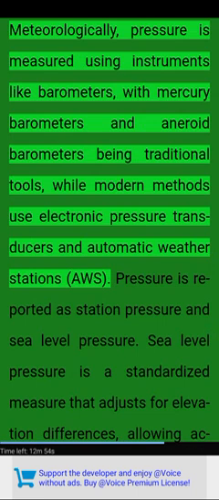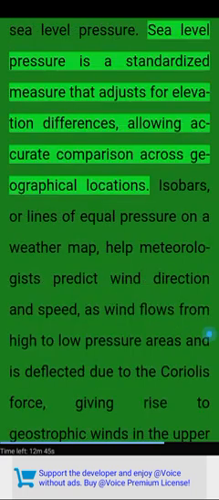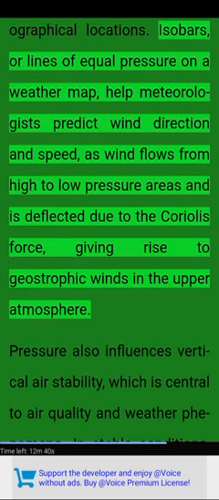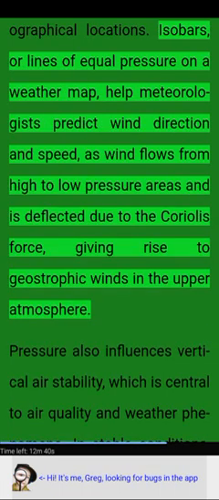Meteorologically, pressure is measured using instruments like barometers, with mercury barometers and aneroid barometers being traditional tools, while modern methods use electronic pressure transducers and automatic weather stations (AWS). Pressure is reported as station pressure and sea level pressure. Sea level pressure is a standardized measure that adjusts for elevation differences, allowing accurate comparison across geographical locations. Isobars, or lines of equal pressure on a weather map, help meteorologists predict wind direction and speed, as wind flows from high to low pressure areas and is deflected due to the Coriolis force, giving rise to geostrophic winds in the upper atmosphere.